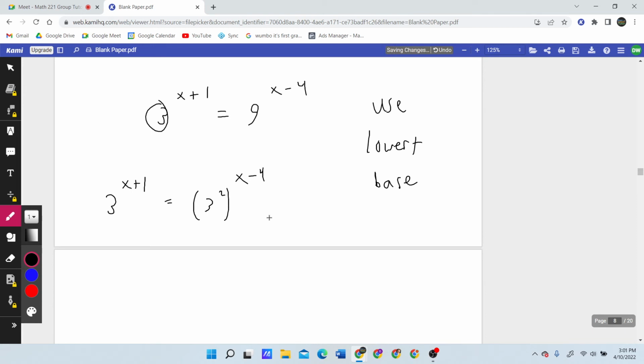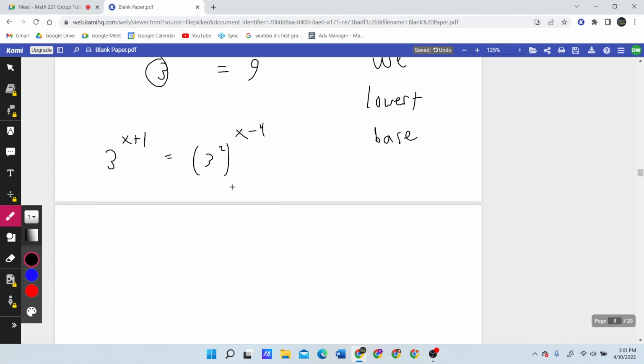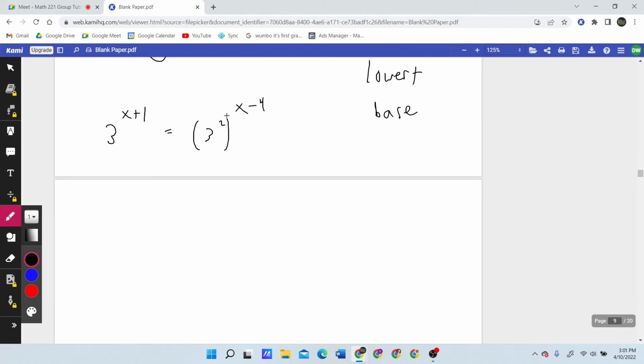What I'm doing is not illegal. It is very legal. It is good. I just wrote 9 as 3 squared, and now I have my power raised to a power, which means I can rewrite my right side as 3 raised to the 2x minus 8 power. In other words, I multiplied 2 by x minus 4. Again, I can do that because of my power raised to a power rule.